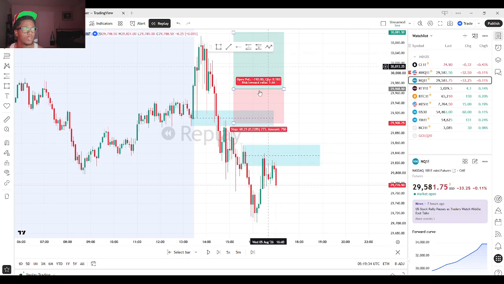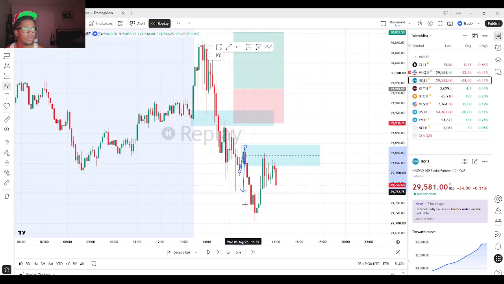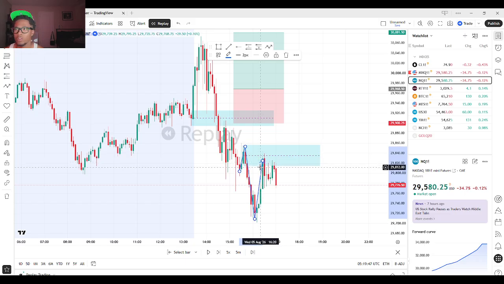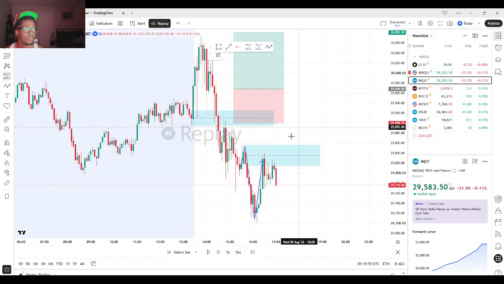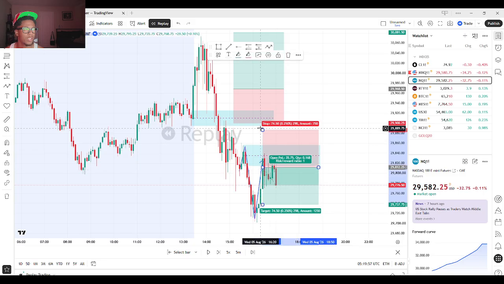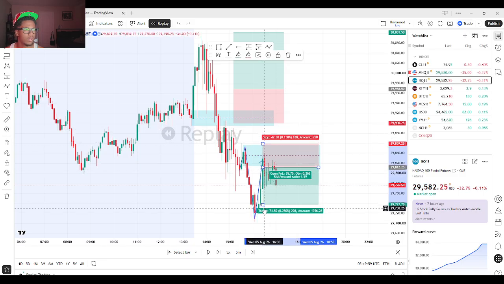As you can see, it starts breaking this structure, makes this low, pulls back to make this lower high. Lower high was made, price pulled back and closed into our zone. It didn't disrespect our zone. So since we pulled back into our zone, we would have entered this trade here. Boom, entry would have been here. Stop loss above this level. And then we just wait to see how it plays out.